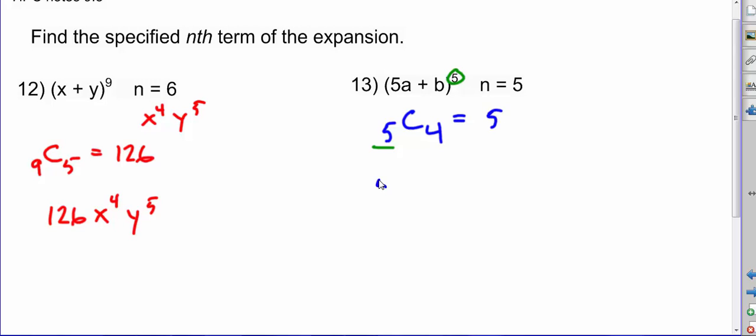And so then I'm going to have 5 times, now my first term, remember it's 5a, and the power starts at 5 and then descends 1 step each time. So it's basically just 5a to the 1st, where our second term is b, and that would be increasing by 1 each time. So if we're on step 5, it would be up to the 4th power. So what we're left with is 25 times a times b to the 4th.